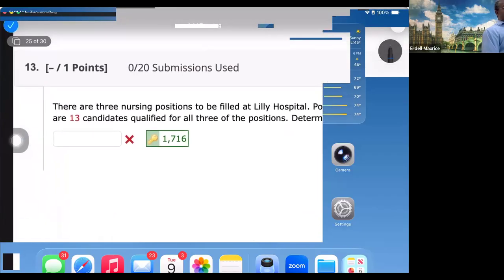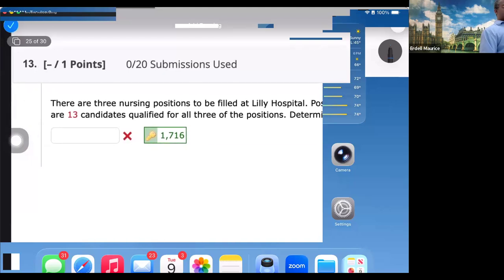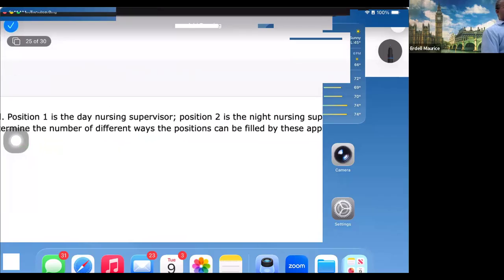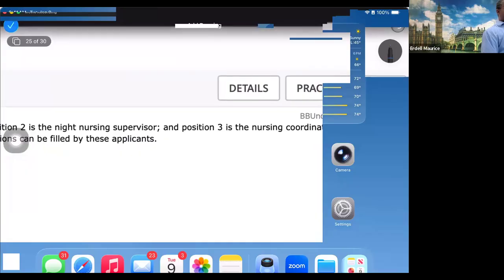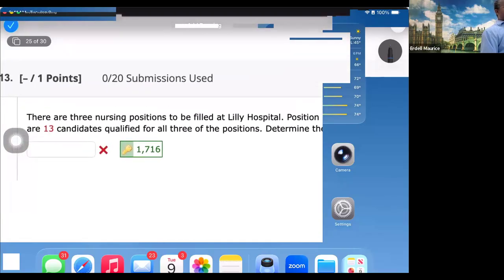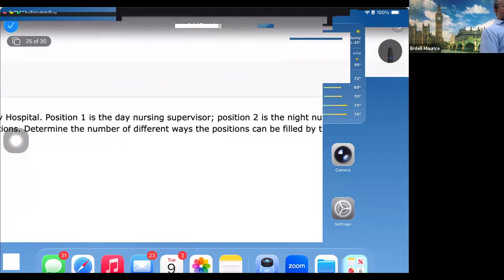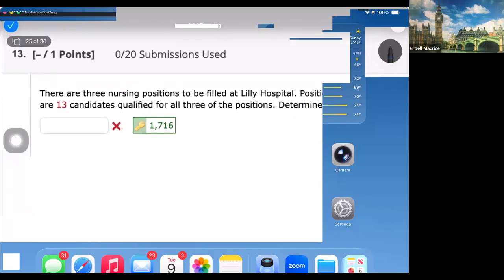There are 3 nursing positions to be filled at Lilly Hospital. Position 1 is the day nurse. Position 2 is the night nurse. And position 3 is the coordinator. There are 13 qualified candidates. Determine the number of different ways the positions can be filled. There are 13 candidates. You can get an answer.